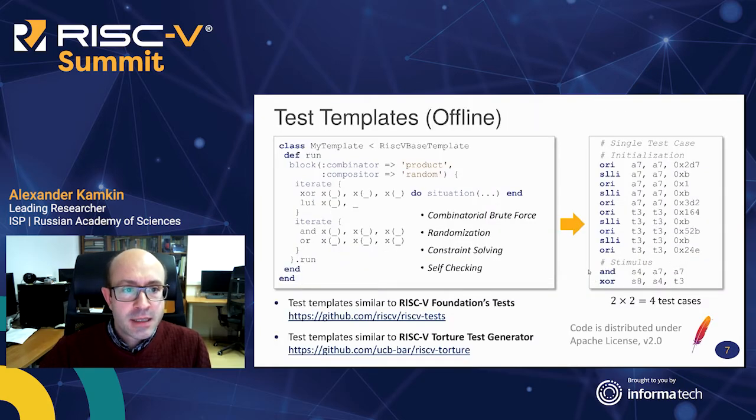And this is how a test template looks like. It's a Ruby class. It describes prologue and epilogue, not shown here, and a set of test actions. Test actions are described in assembly-like syntax. We can also use Ruby constructs such as conditional and loop statements to control instruction stream generation.